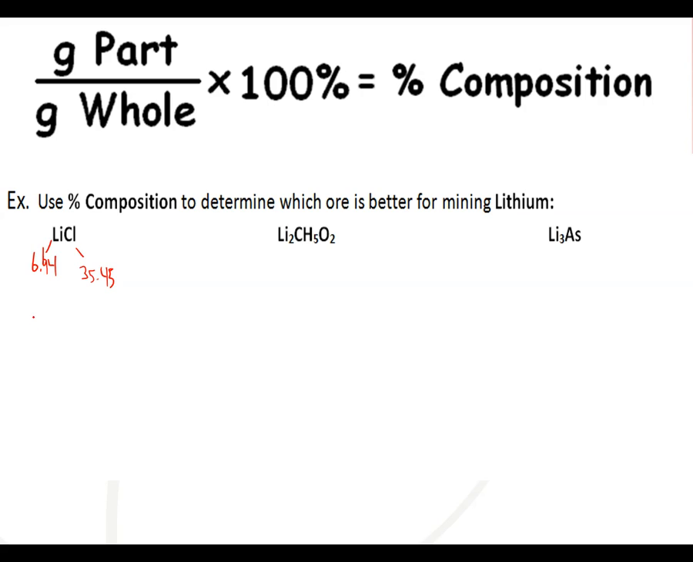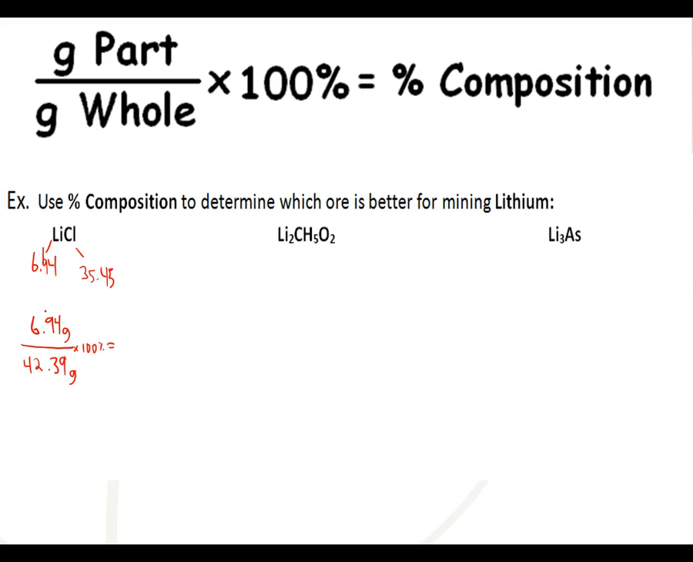And so the part that I want, there's only 1 lithium, so that's 6.94 grams of lithium over the whole thing. So I've got my 6.94 plus 35.45, and that equals my 42.39. And that's grams times 100%. Again, the percent is just a unit. And as I solve that, this will give me my percentage of lithium in this compound of lithium chloride.